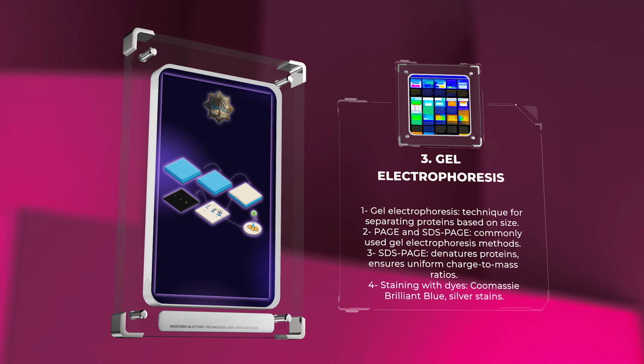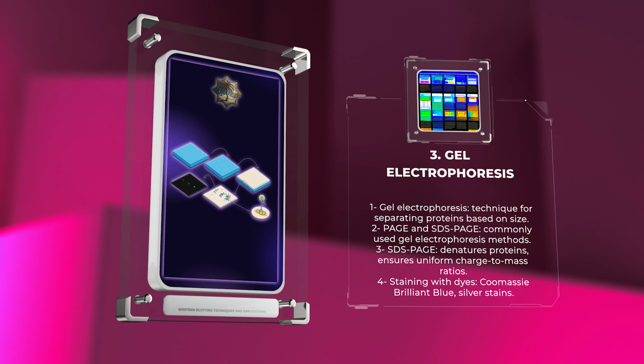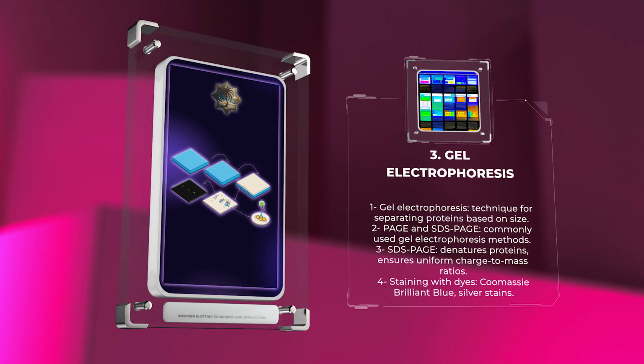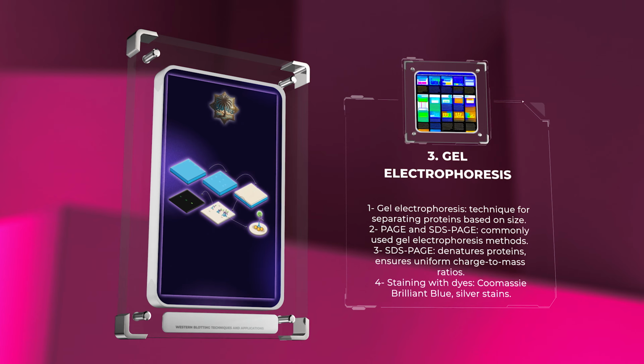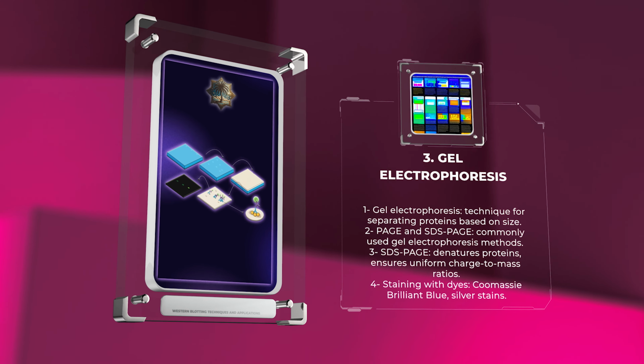Staining with dyes like Coomassie brilliant blue or silver stains allows visualization of separated proteins, and densitometry software can be used to quantify protein bands. This technique is useful for assessing protein purity, estimating molecular weight, and studying post-translational modifications.